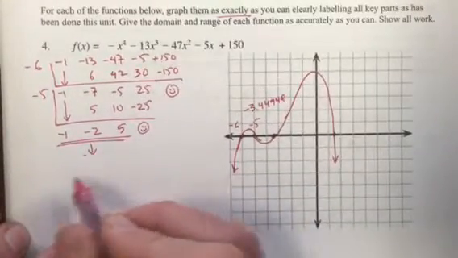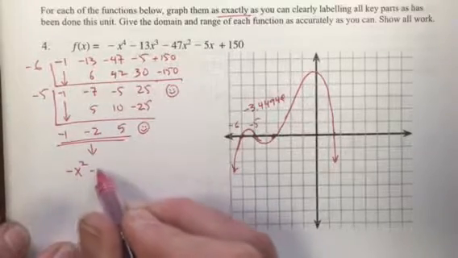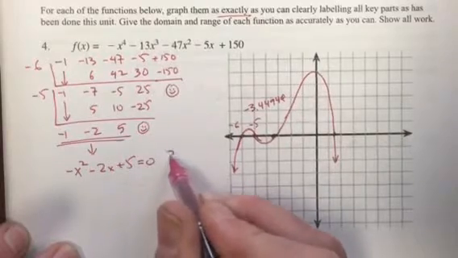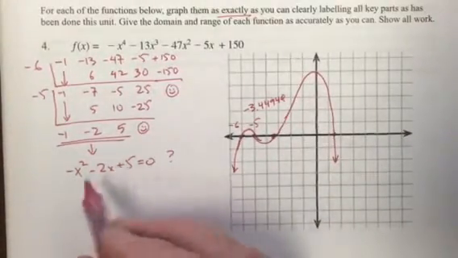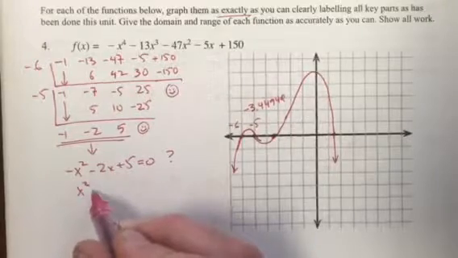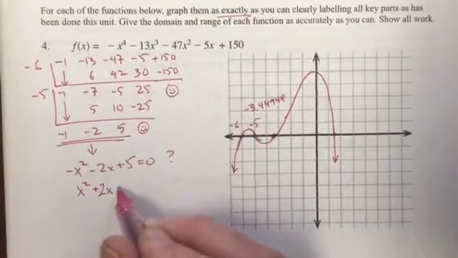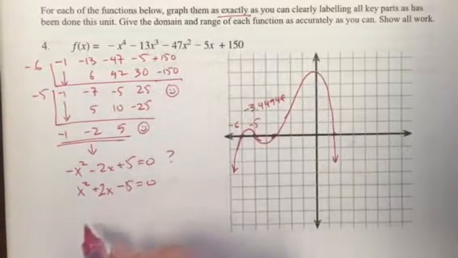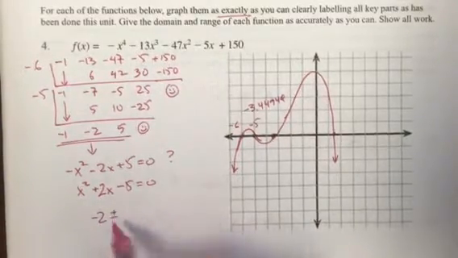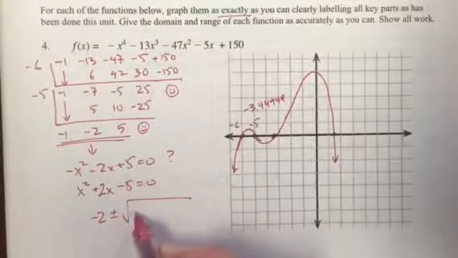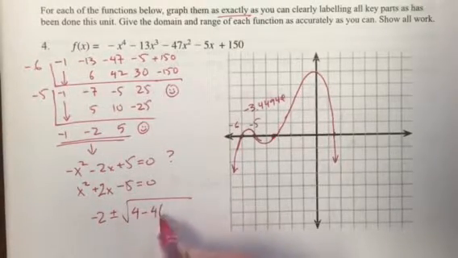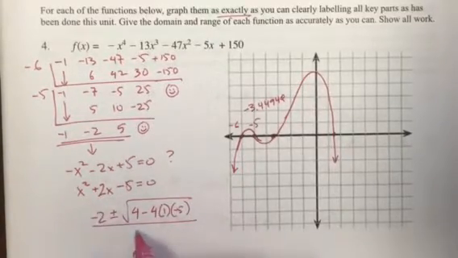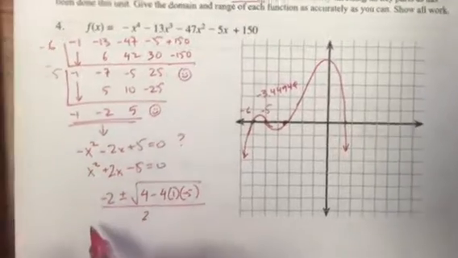So I know that that's going to go down and be -x² minus 2x plus 5. When is that equal to 0? I like getting rid of negatives. It's just a thing I do. x² plus 2x minus 5 equals 0. When I put this into the quadratic formula, I get -2 plus or minus the square root of 2 squared, that's 4, minus 4 times 1 times -5, all over 2 times a, which is 2.